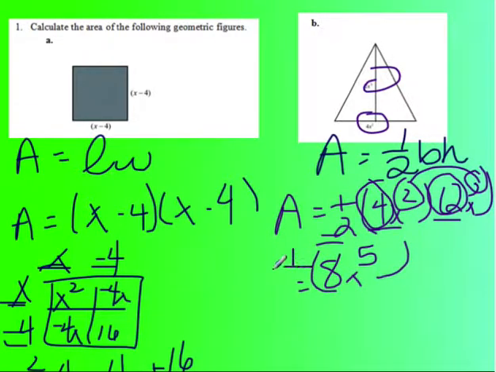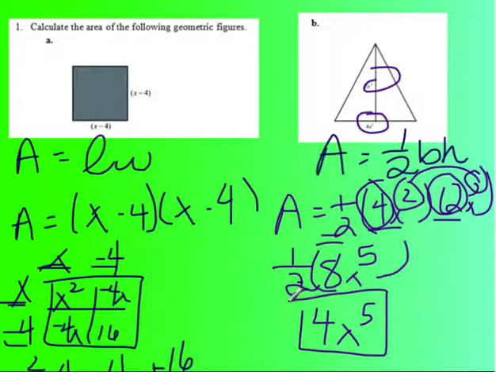Now we're going to take that and multiply it by 1/2. So 1/2 times 8, well that's the same as 8 divided by 2, and 8 divided by 2 is 4. And then we'll keep that x to the 5th just as is. So the area of the triangle is 4x to the 5th.